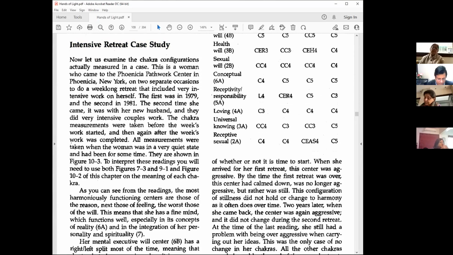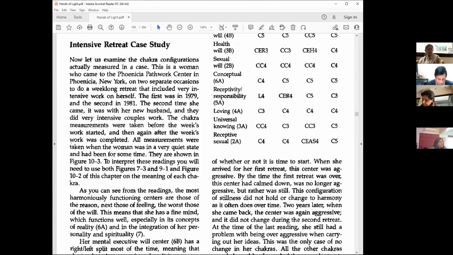Now let us examine the chakra configurations actually measured in a case. This is a woman who came to the Phoenicia Pathwork Center in Phoenicia, New York, on 2 separate occasions to do a week-long retreat that included very intensive work on herself. The first was in 1979 and the second in 1981. The second time she came, it was with her new husband, and they did very intensive couples work. The chakra measurements were taken before the week's work started, and then again after the week's work was completed. All measurements were taken when the woman was in a very quiet state and had been for some time. They are shown in figure 10.3.